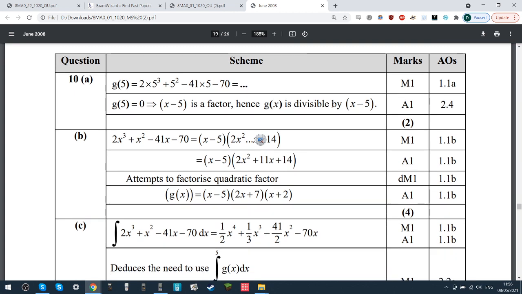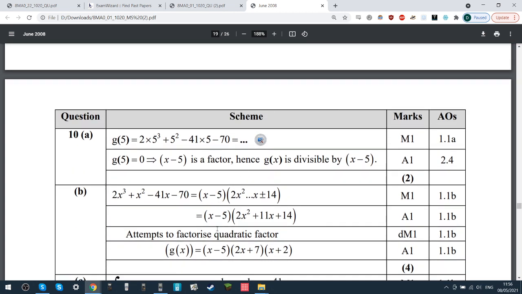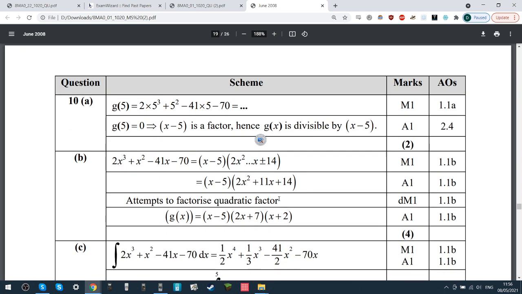And it's a factorize. So attempts to factorize the quadratic for the method mark. For the method mark, you have to have x minus 5 and then some other bracket with the 14. The accuracy mark is the actual correct bracket. Then some attempt to factorize the quadratic, and then the fully factorized answer. They'd ignore any working out after that.